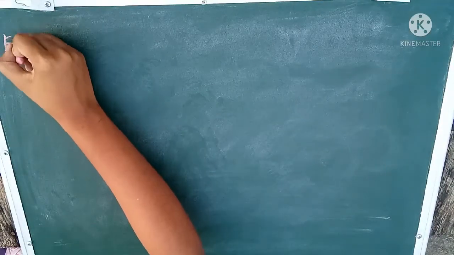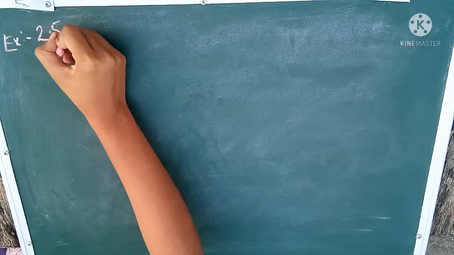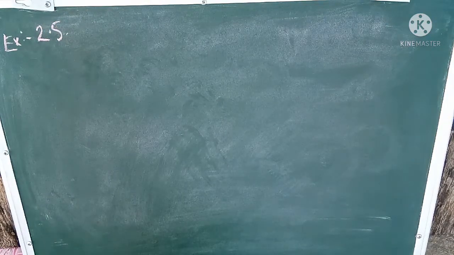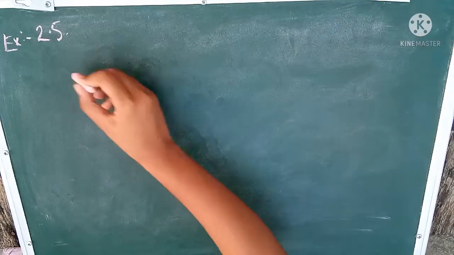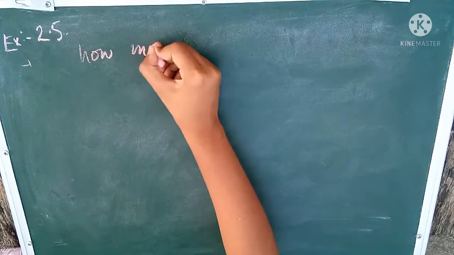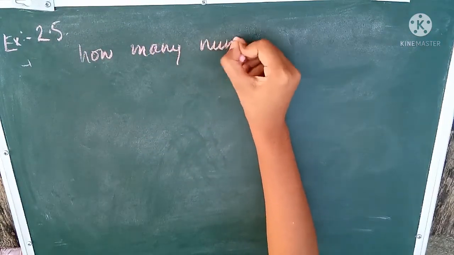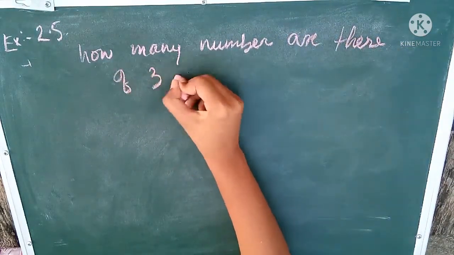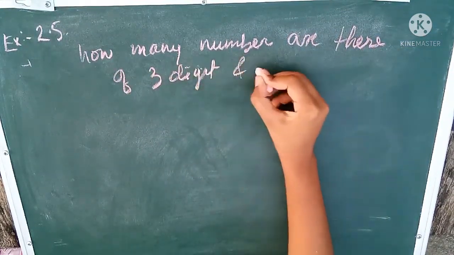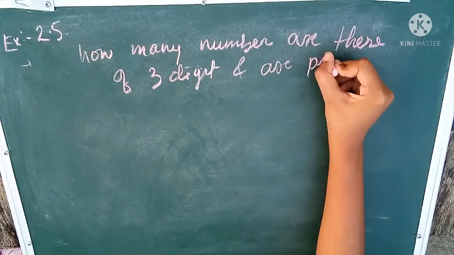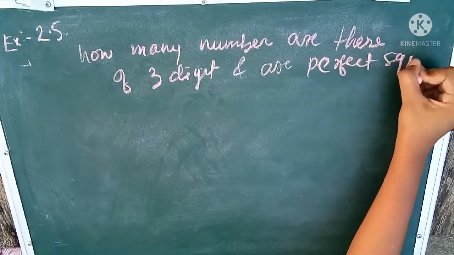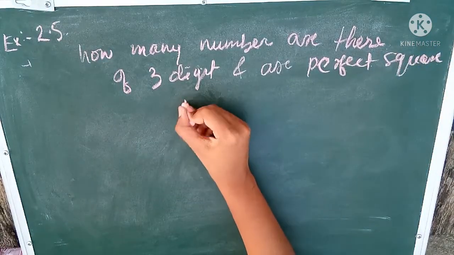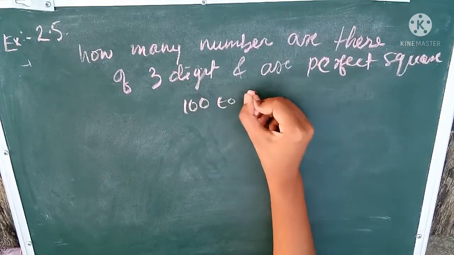The next example we have is example 2.5. It says that we have to find the number of 3-digit perfect squares which end with non-zero perfect square digits. So how many numbers are there which are 3-digit and are perfect squares? So 3-digit numbers start from 100 to 999.